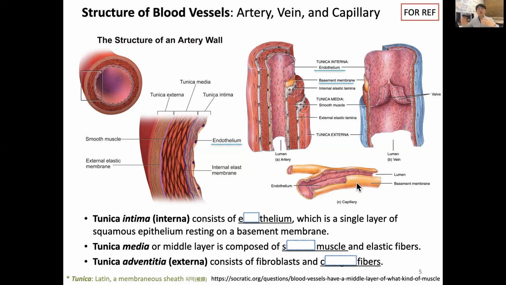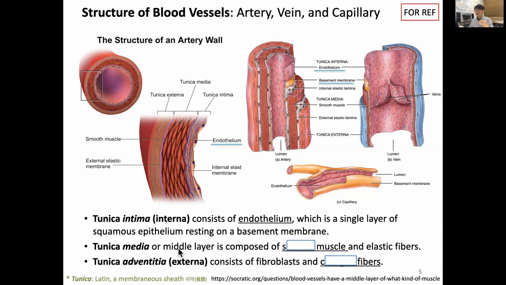This capillary also has a pericyte, which is involved in a lot of capillary functions. There are also sometimes smooth muscle cells at the arterial side and some part of the capillary. So in summary, tunica intima or interna consists of not epithelium, but endothelium, because this is inside, where the blood flows. Epithelium is usually outside, which is a single layer of squamous, scale-like epithelium resting on a basement membrane.